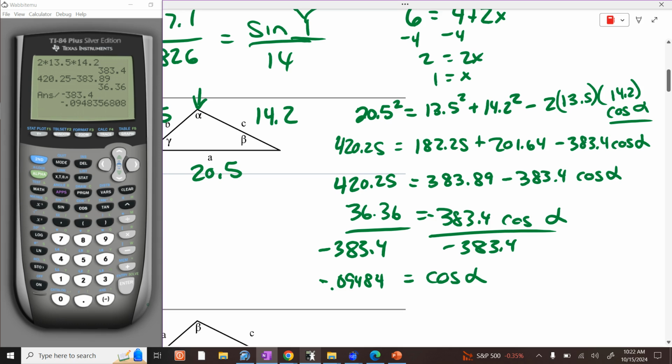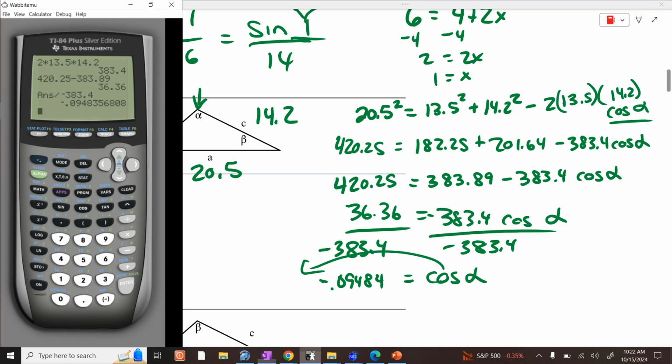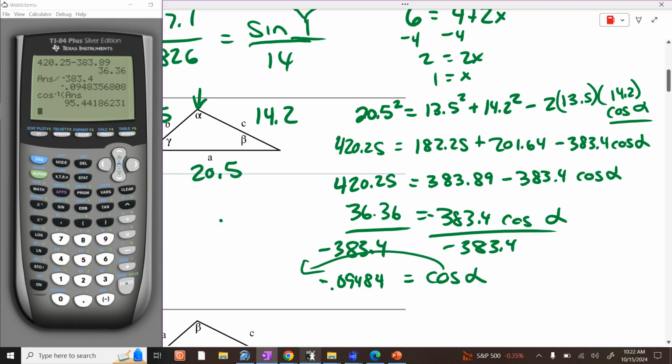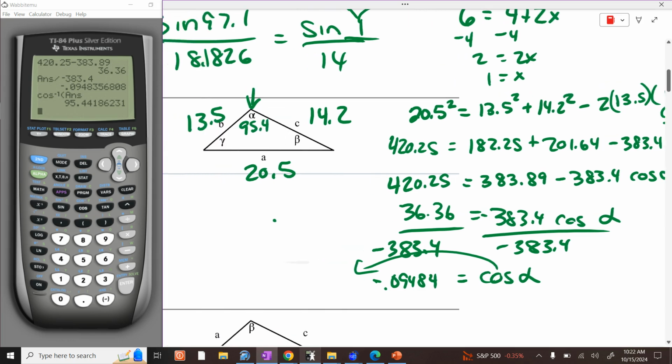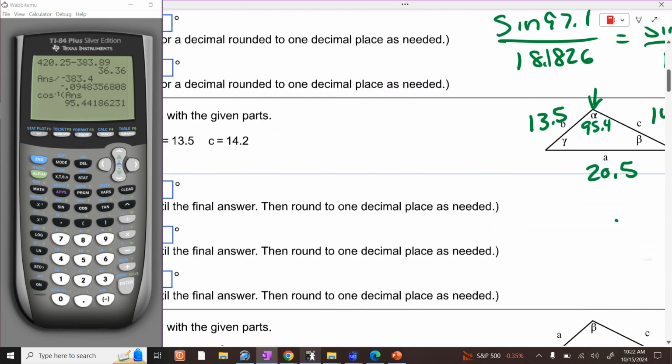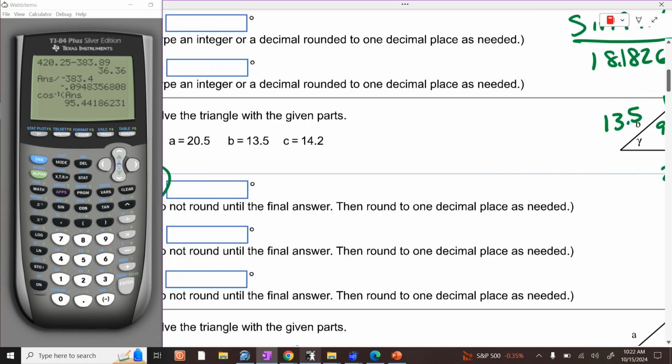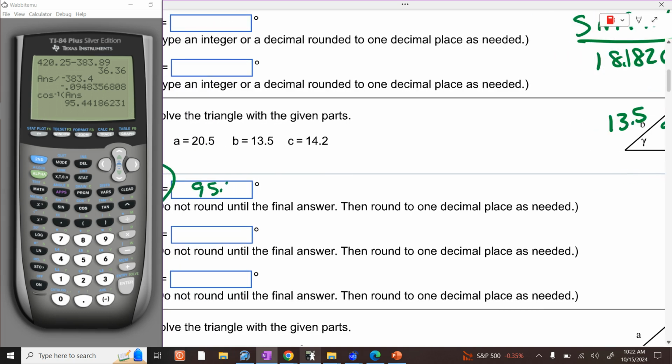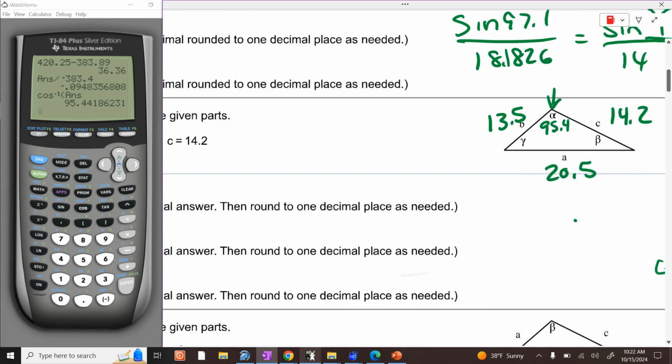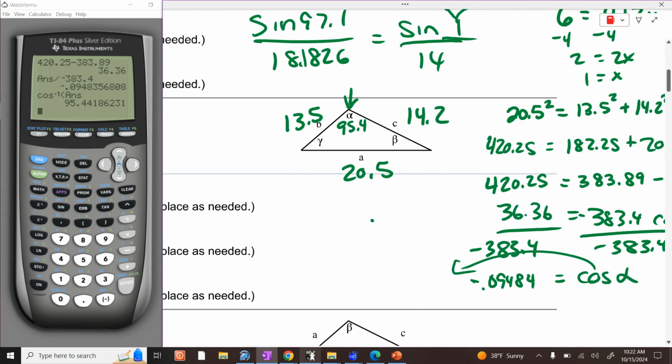But to get the angle, I move the cosine to the other side. So you leave what's in your calculator and go second cosine, second answer, equals. So that's a 95.4 degree angle.